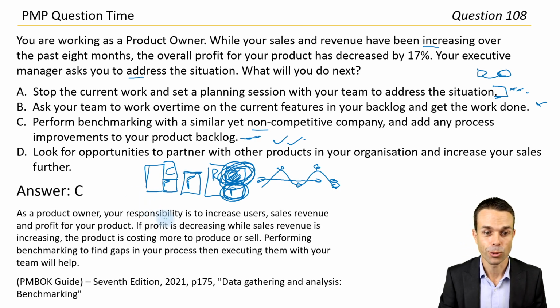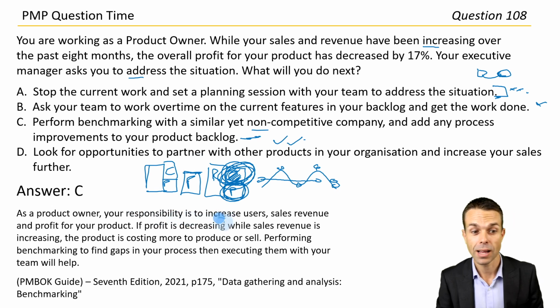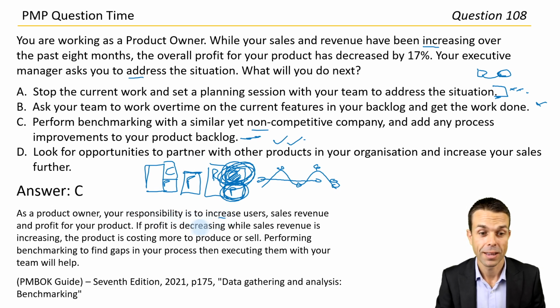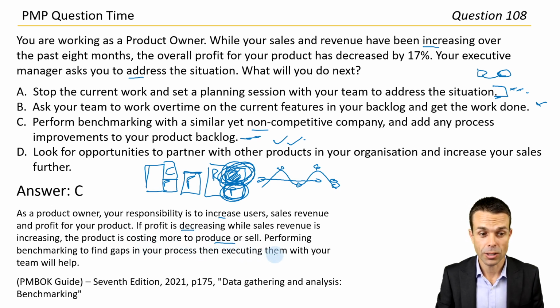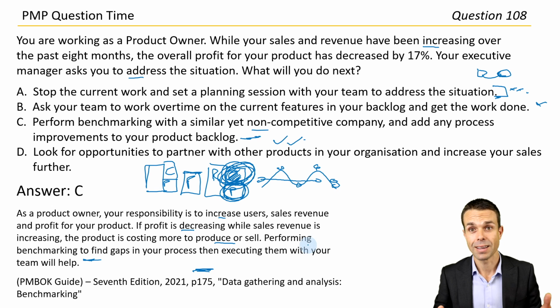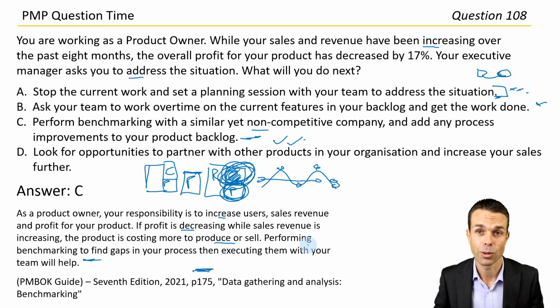As a product owner, your responsibility is to increase users, sales revenue, and profit for your product. If profit is decreasing while sales revenue is increasing, the product is costing more to produce or sell. Performing benchmarking to find gaps in your process, then executing them with your team will help. PMBOK Guide, 7th edition, page 175, data gathering and analysis, benchmarking. Again, this is information direct from the PMBOK Guide 7th edition, so we're learning while we're answering these questions. You don't need to read the book, you still can, I would recommend it, but we're actually going through it piece by piece, so this is pretty good.